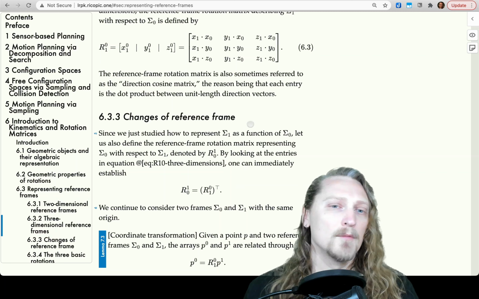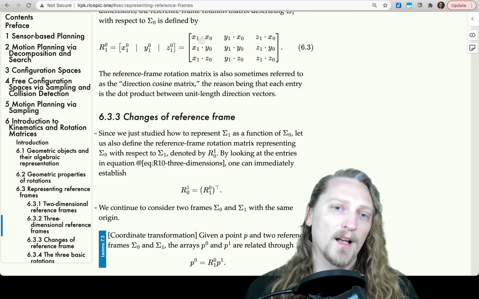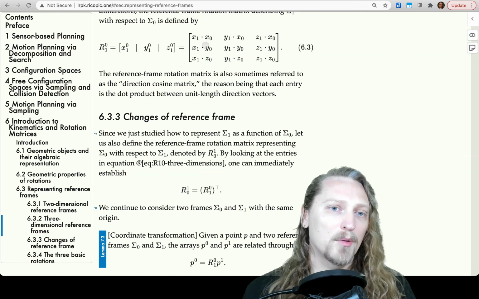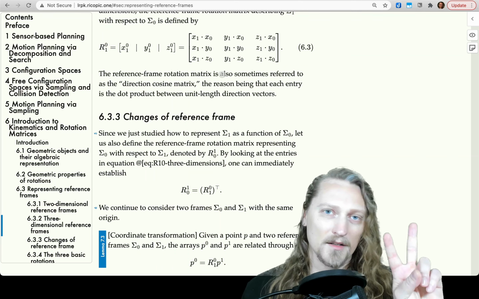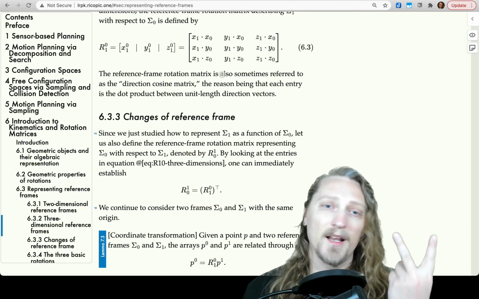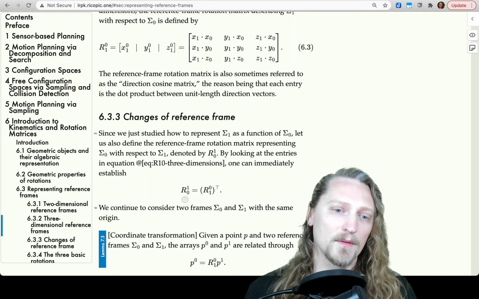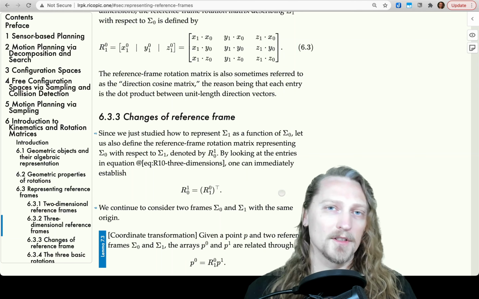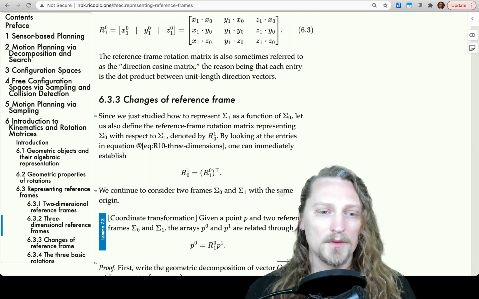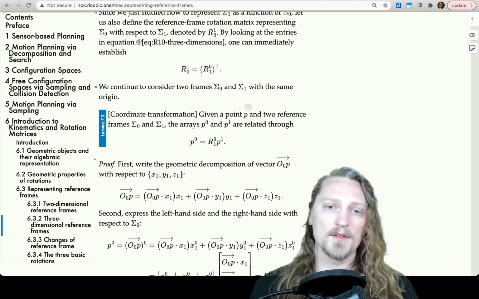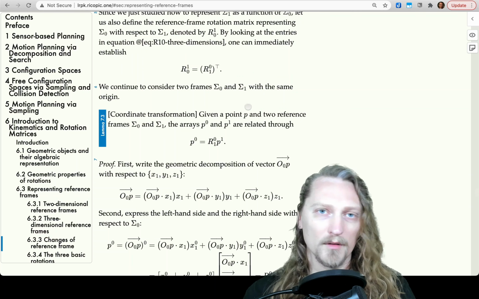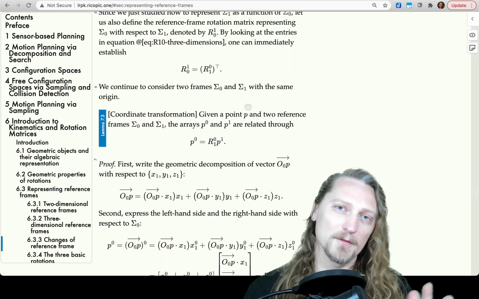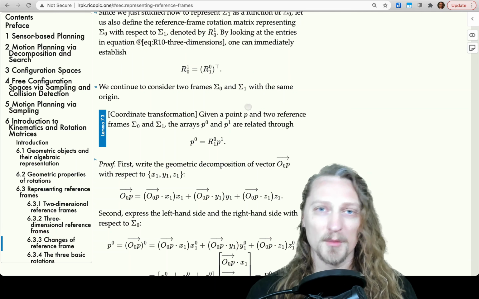And we see that because this is a consequence of the fact that the dot product does not depend on the order of the dot product. So A dot B is equal to B dot A. So when we've transposed this, we've effectively just written R0 with respect to R1. So that's a nice result. We continue to consider two frames, sigma 0 and sigma 1, with the same origin. Okay, it's important. Later, we'll look at what happens if we move one relative to the other in terms of origin.